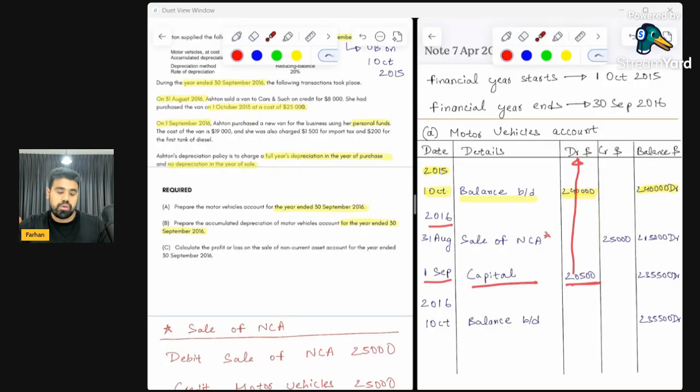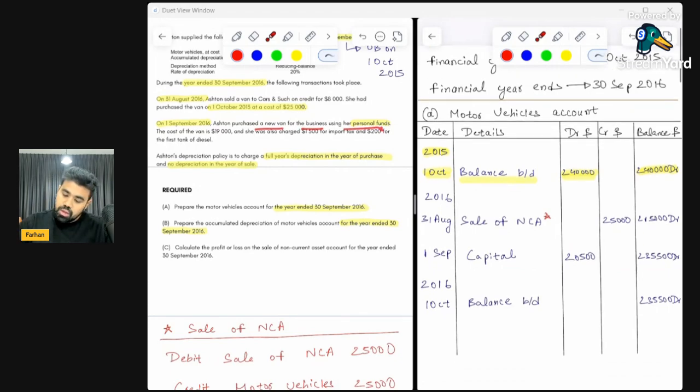Although we have used our personal funds, we know that we are going to be using this in the business eventually. And how can we explicitly verify this? You will see the question says, Ashton purchased a new van for the business using her personal funds. So for the business, but using her personal funds. Personal funds is capital for the business, okay?